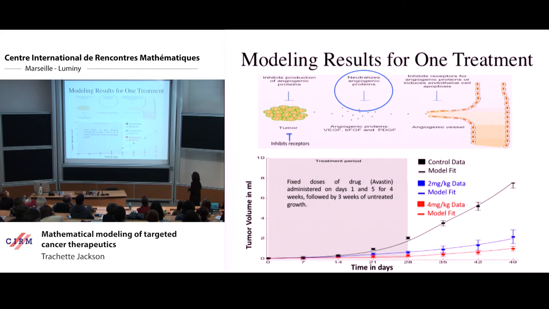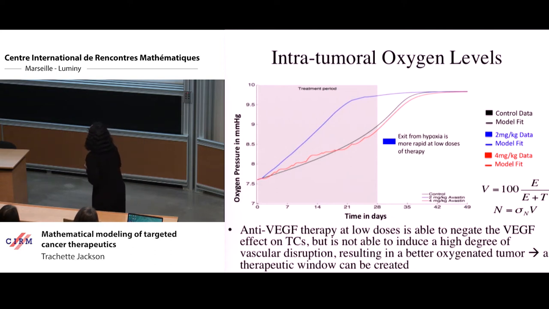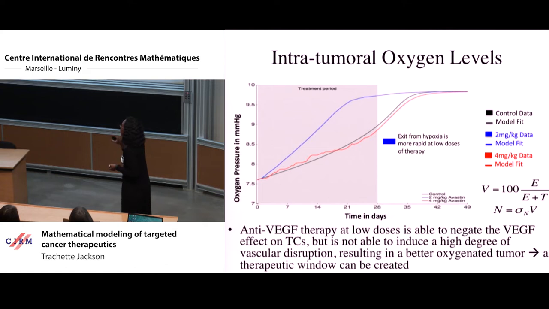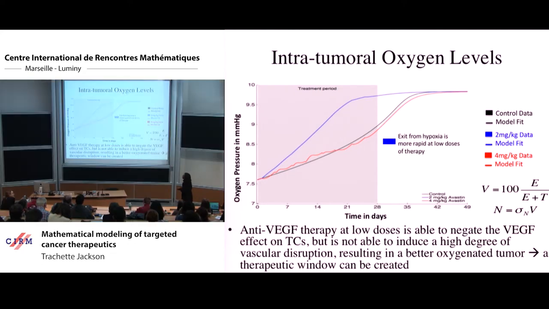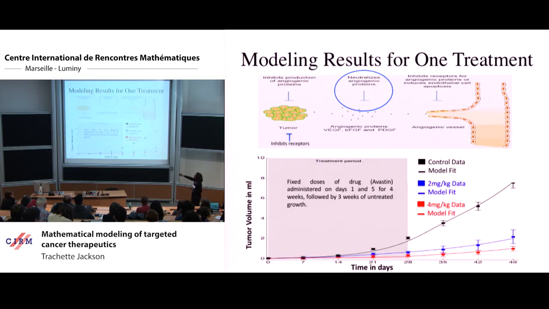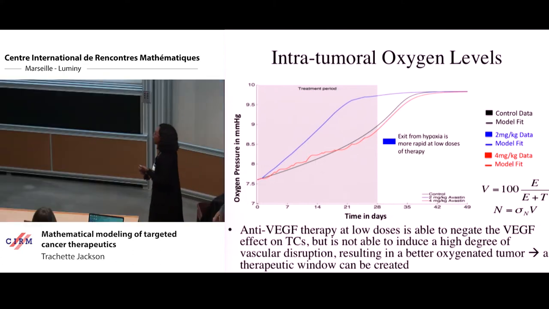We also have information on the oxygen levels within the tumor, so we wanted to look at that. Of course, the vasculature supplies oxygen to the tumor, so it's important to know what's going on with the oxygen levels. And what we see, again, black is control, blue is low dose of drug, and red is high dose of drug. The key take-home message here is that this type of ligand trap therapy at low doses, we saw, could give tumor reduction. And here we see we're not disrupting vasculature because our oxygen levels are still quite high in the tumor. So we get tumor reduction without impacting the vascular structure.